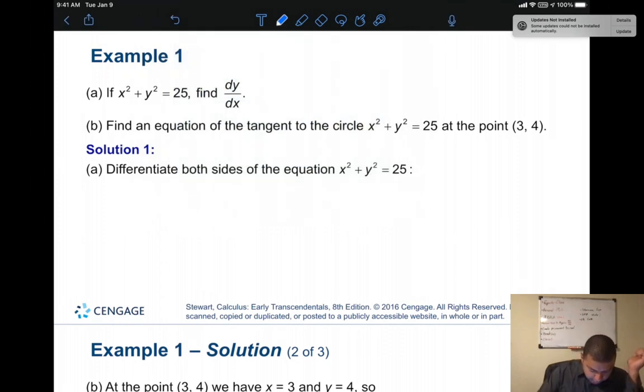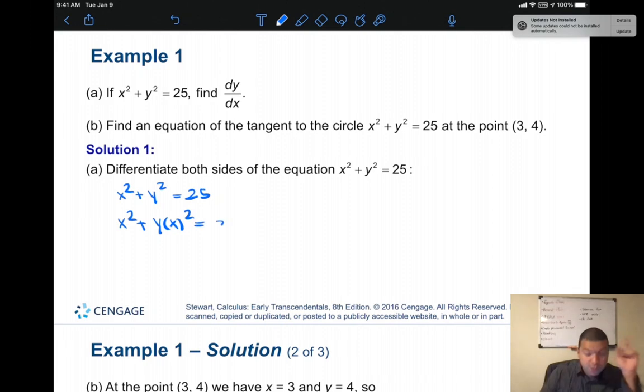So we have x squared plus y squared equal 25. This one time I'm going to rewrite this as x squared plus y of x squared equals 25. This one time I'm going to do that, but I'm not going to do that again.